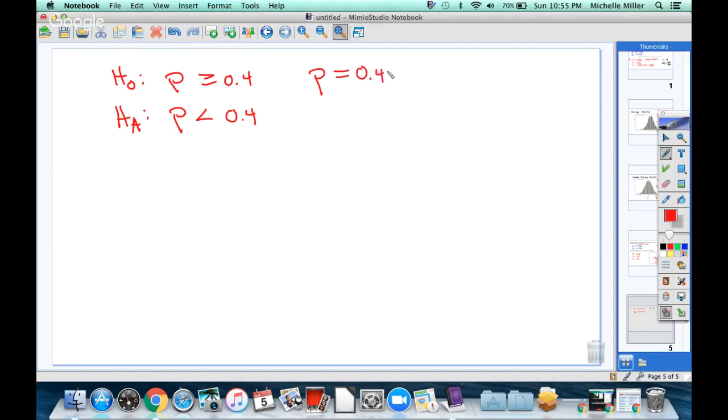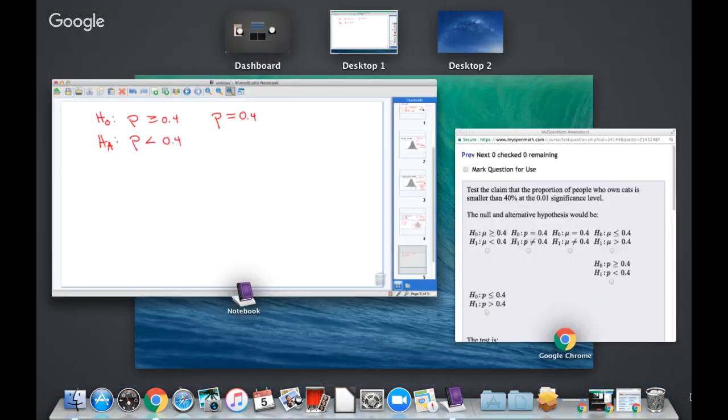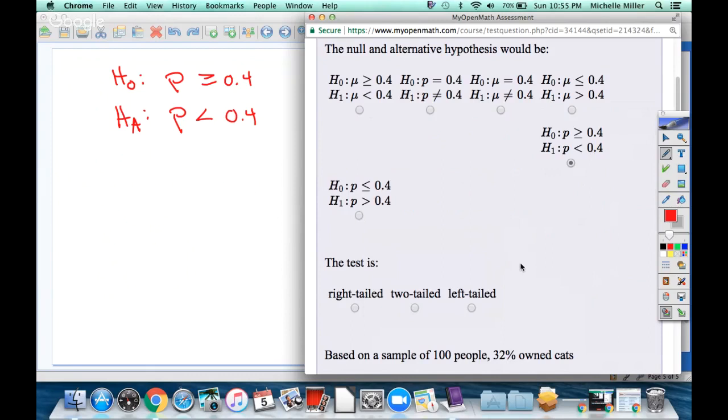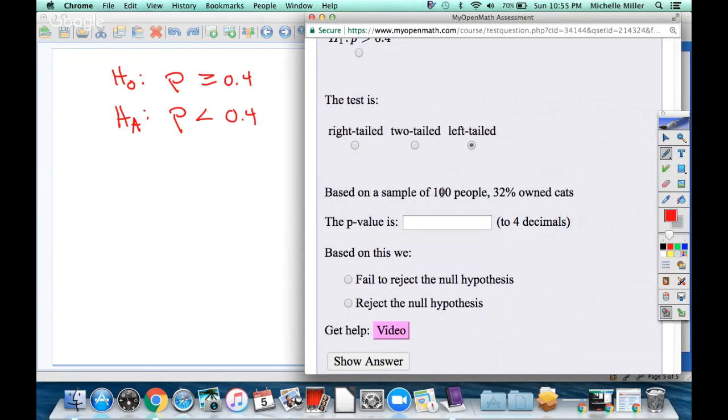It kind of just depends on the context. In this particular homework problem, I don't think I have that choice. So let's see, we don't want mu, we want p. p is less than 40%. That's definitely my alternative hypothesis. So my null hypothesis in this case is going to be greater than or equal to. Since I'm going with less than for the alternative, this is a left tail test. And then my sample data is that 32% of 100 people. So sometimes you have to do a little multiplication to figure out x, which you need for StatKey.